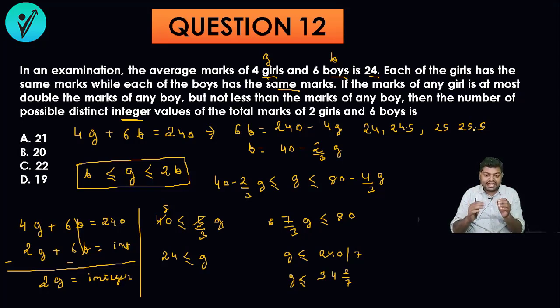Next, can I take 34? Yes, I can take 34, but 34.5 is not available because the maximum limit is 34 2 by 7. So 34.5 is not available, but 34 is still available. So the total count, going up to 34, will be 21 numbers. So the correct answer to the question is 21. There are 21 different possible values of g. Very good question. I hope the question is clear.